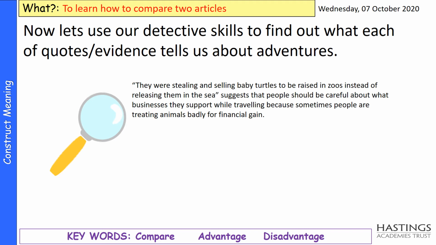So instead of helping these baby turtles, they're selling them to make money, which is quite cruel. So we know that the writer doesn't approve of what they're saying, and really what they're saying is if you're travelling, you need to be aware that some people are just out to make money and to take advantage. So that's my inference that I've come up with. So you've done four quotes, so maybe if you could do all four quotes and make an inference based on each one, and then come back when you're finished.